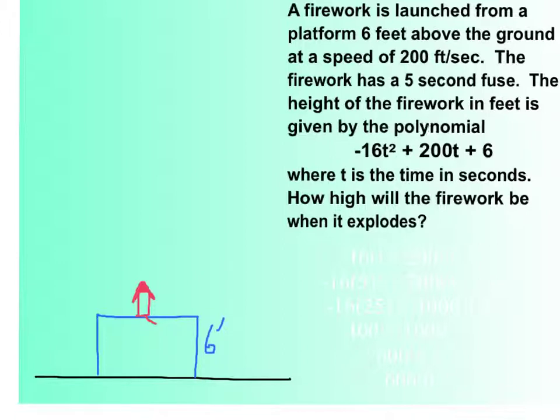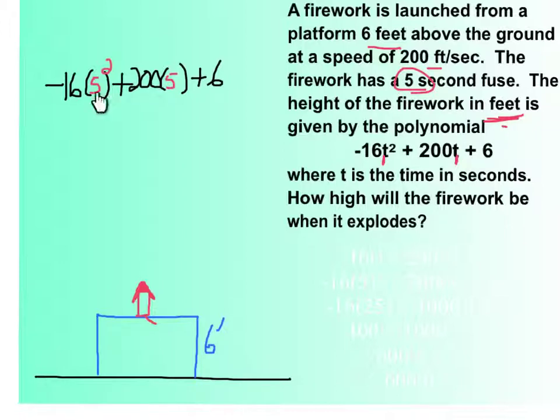The height of the firework, in feet, is given by this polynomial. Okay? Something very important here, it's in feet. So we check they're all in feet. That's good. Here's our polynomial where t is time in seconds. How high will the firework be when it explodes? So basically, what we're going to do is take this polynomial, it's a trinomial, and we're going to take the 5, and we're going to put the 5 right here and see what we get. So I took the 5 and I put it here and I put it here.